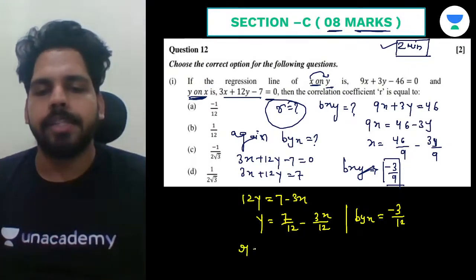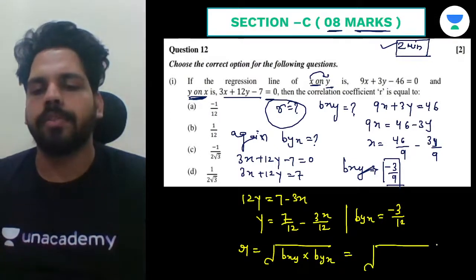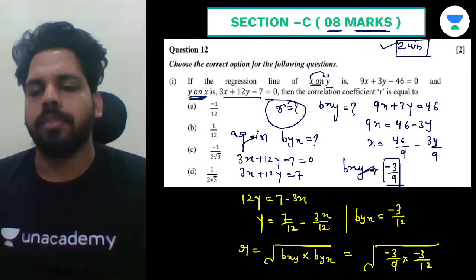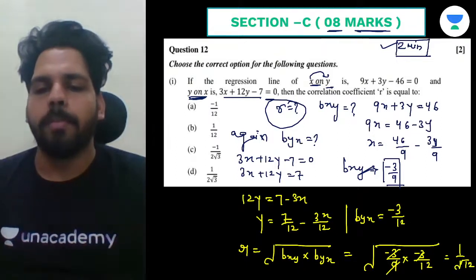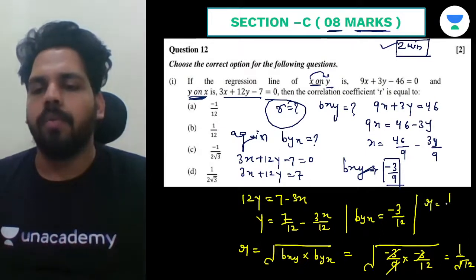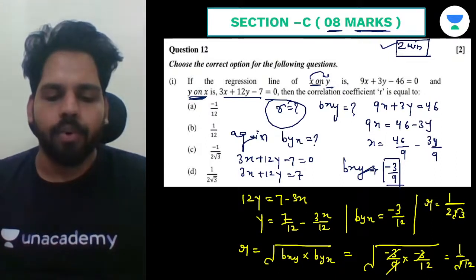Now we know the formula that says r is equal to under root b of x on y into b of y on x. So we can write here under root: this will be minus 3 upon 9 multiplied by minus 3 upon 12. Yes or no? Minus into minus will be plus, and 3 3s are 9. So this will be cancelled out with this, and now we are getting 1 upon under root 12. So 1 upon under root 12 can be written as r is equal to 1 upon 2 under root 3. Right or not? This will be your coefficient of correlation.